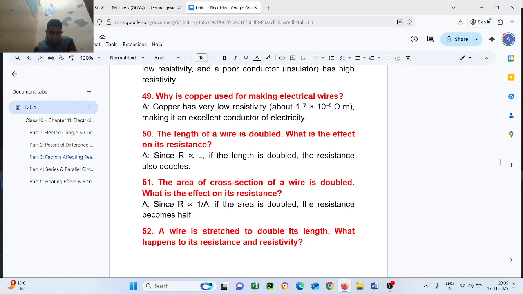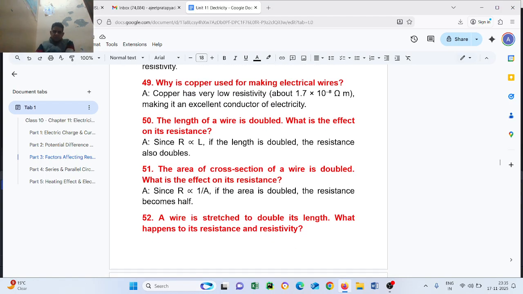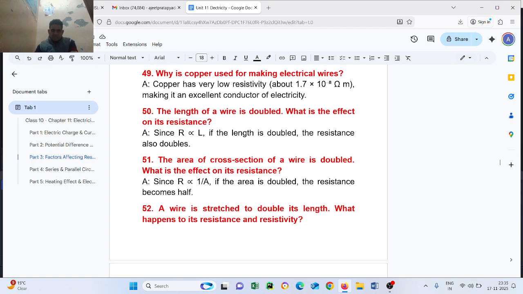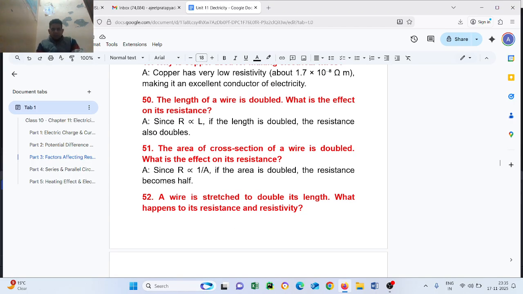Question number 51. The area of cross section of a wire is doubled. What is the effect on its resistance? Since R is proportional to 1/A, if the area is doubled, the resistance becomes half.